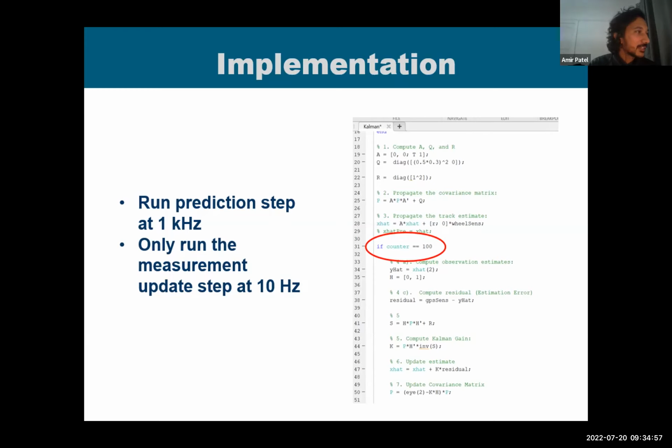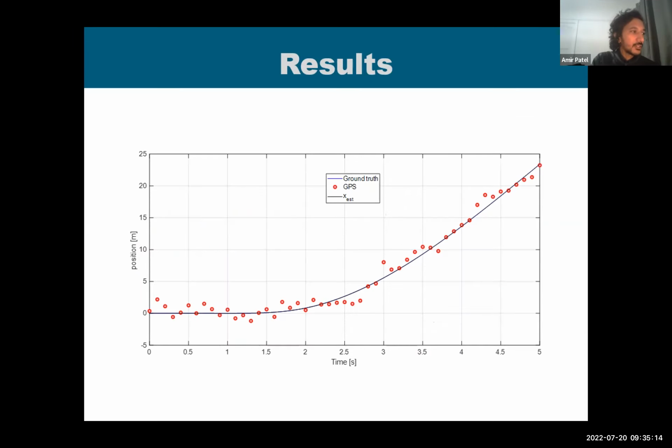So you run it at 1 kilohertz, but you'll see that we have a counter in the code that only checks when the counter gets to 100, and then you run the measurement of the GPS, right? Because it only comes in every 100th sample to simulate that. So you can see here, this is the output. The ground truth is the blue line, the red's the GPS. You can see it's quite far spaced in time, but also quite easy.